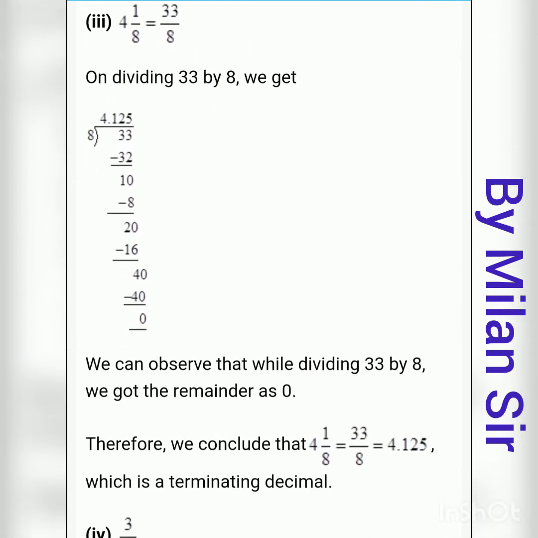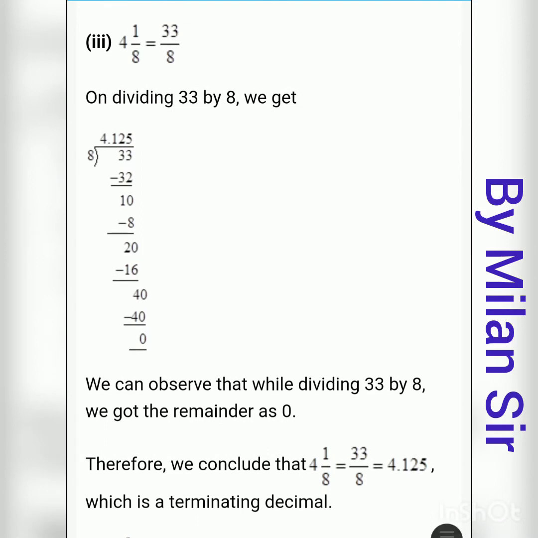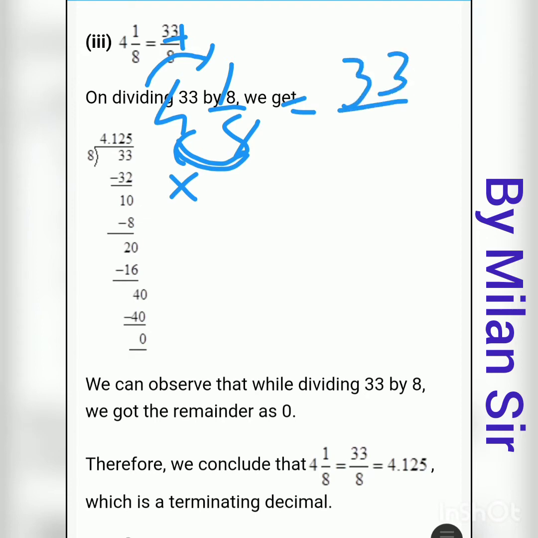Then number 3, 4 integer 1 by 8. First of all, we can convert it into a fraction. So first multiplication, 8 4s are 32. Then we need to add the numerator. So 8 4s are 32 plus 1, 33, divided by 8. So 33 divided by 8.